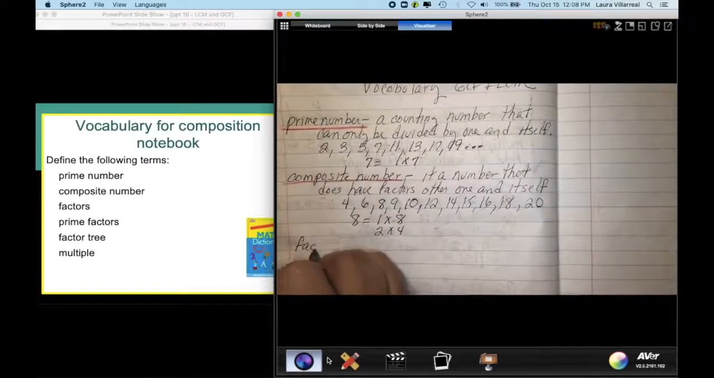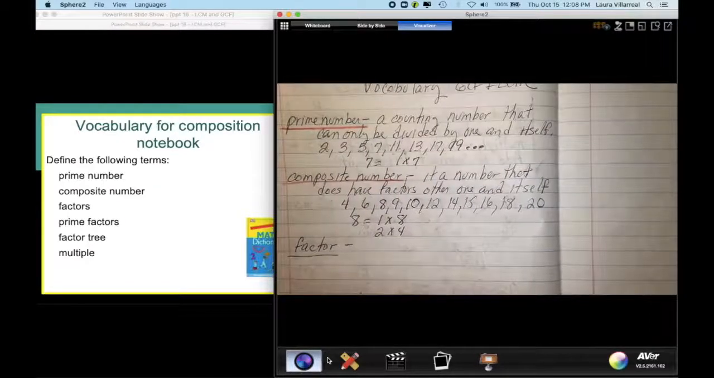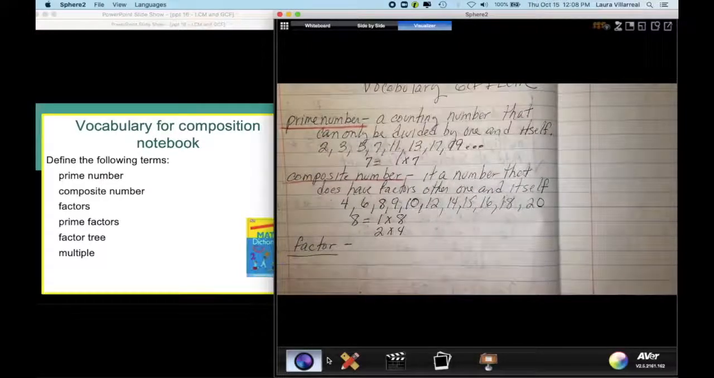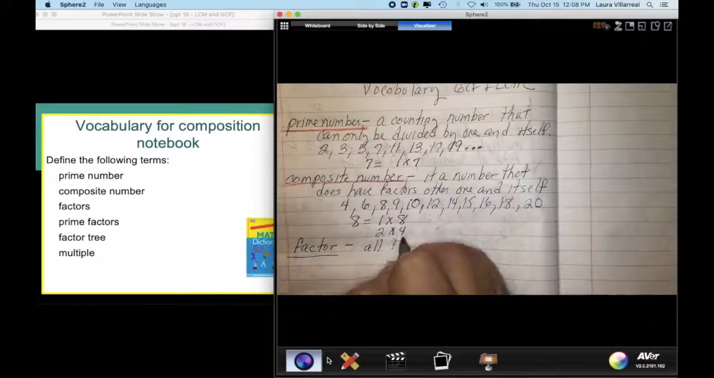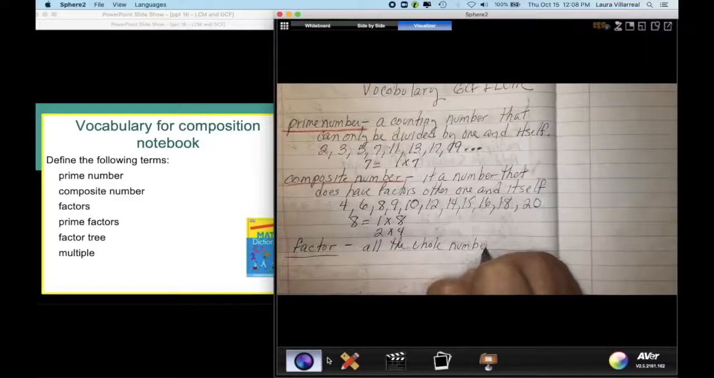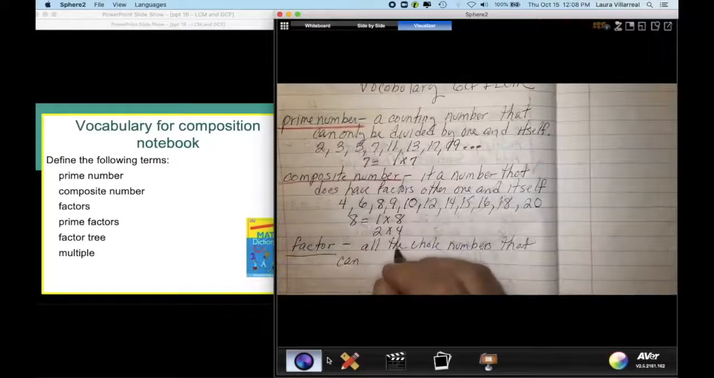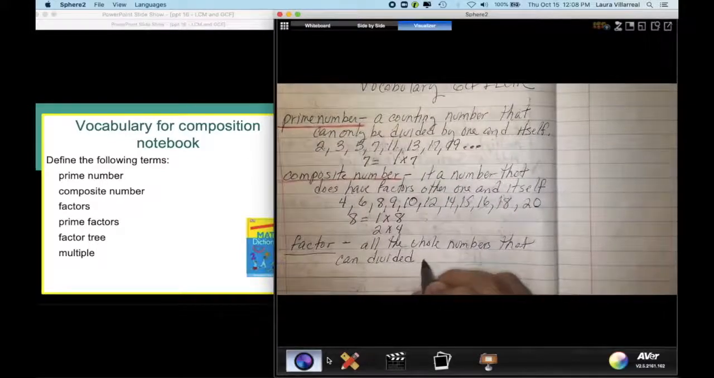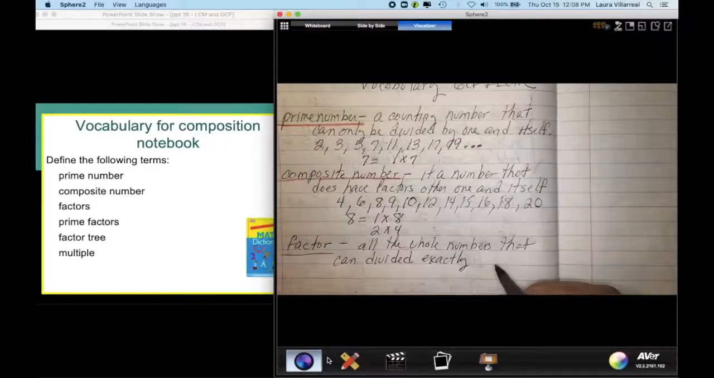So let's look at the term factor. A factor are all the whole numbers that can be divided exactly or evenly with no remainders into another number.